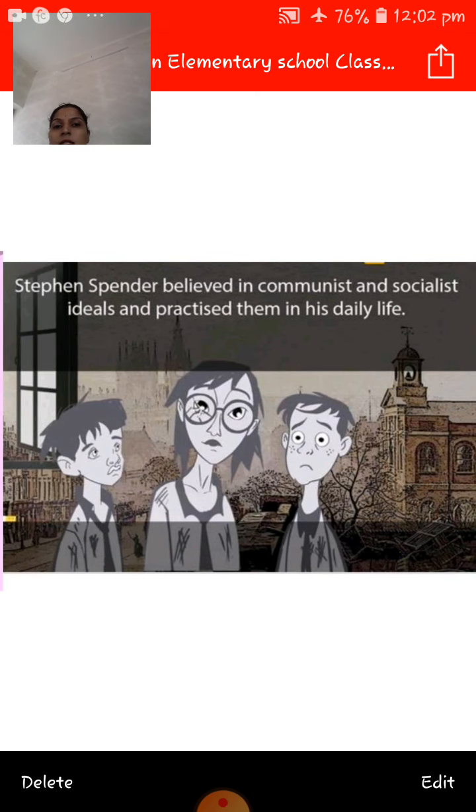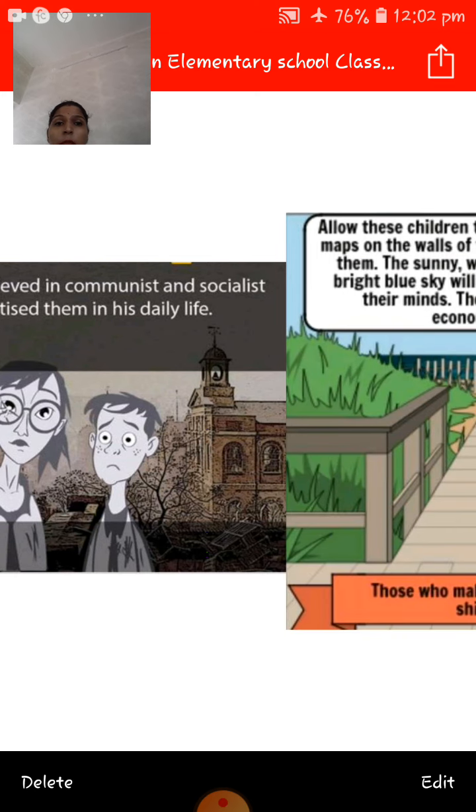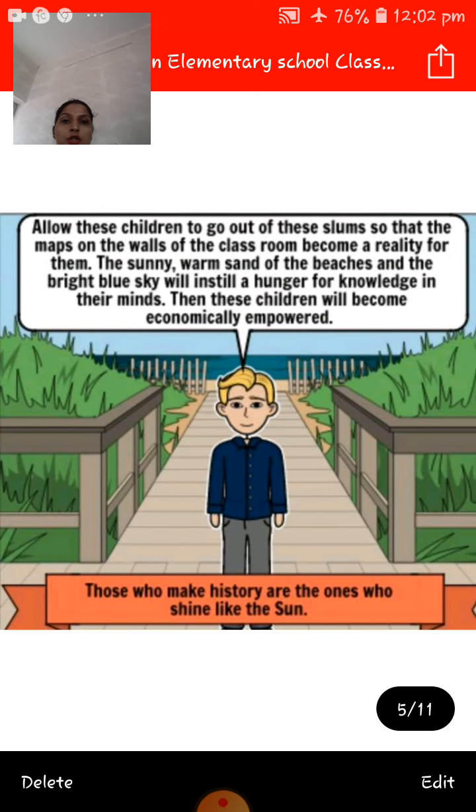So, let's read the poem, and here allow these children to go out of these slums so that the maps on the walls of the classroom become a reality for them. The sunny warm sand of the beaches and the bright blue sky will instill a hunger for knowledge in their minds. Then these children will become economically empowered.